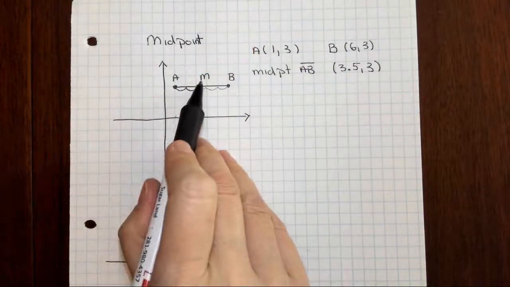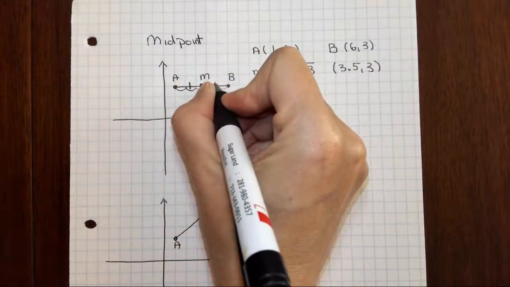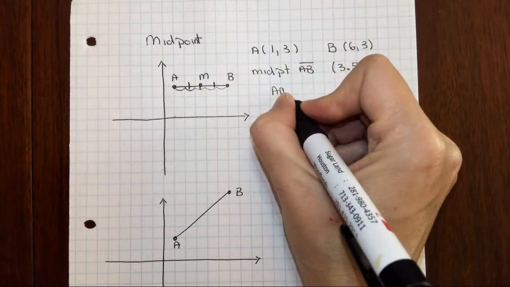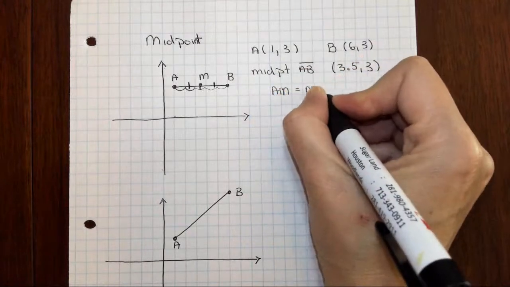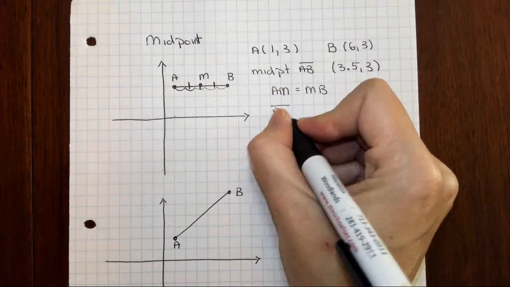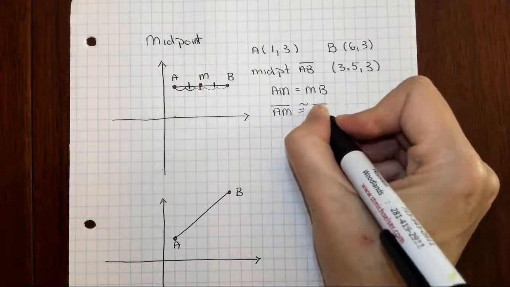When I have a midpoint, that also means I've now created 2 congruent segments. So I know that the length of AM is equal to the length of MB. Or I may state the segment AM is congruent to the segment MB.